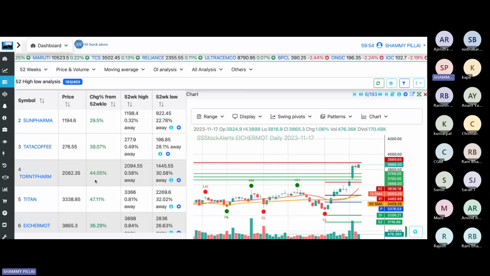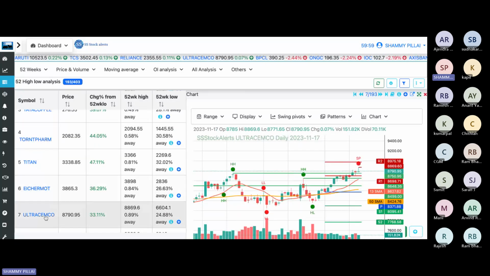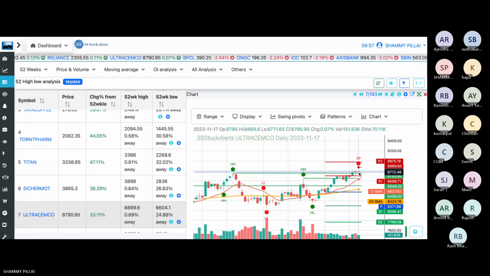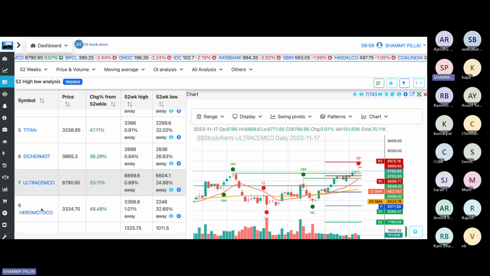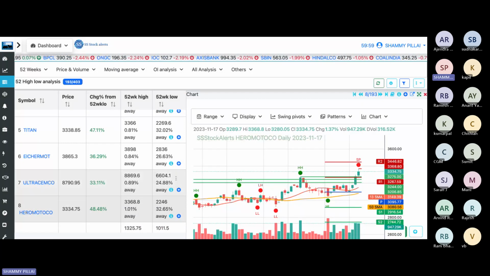Auto sector is doing very well. UltraTech Cement is also coming in. See, breakout. This was the strongest resistance. Breakout, pullback, new breakout. It needs a little bit of volume because the volumes are missing right now, but soon it will generate volume, then we can have good breakouts. And the last is Hero MotoCorp. This was a strong resistance, breakout, done. Let's wait for a pullback, then we can see a new breakout coming in.